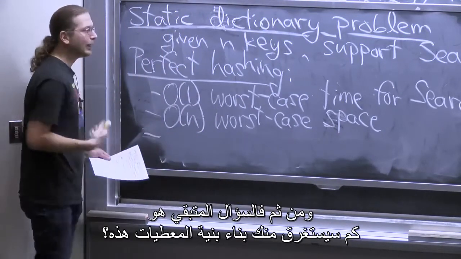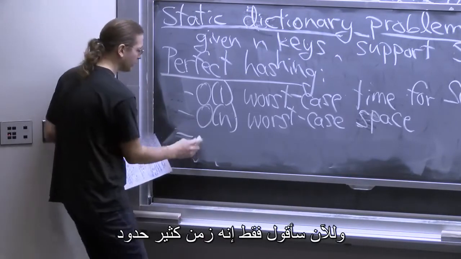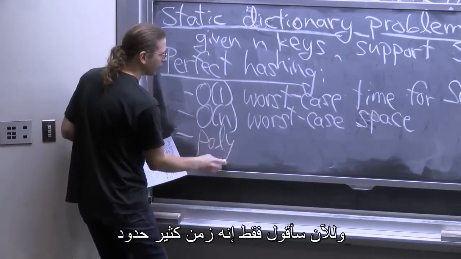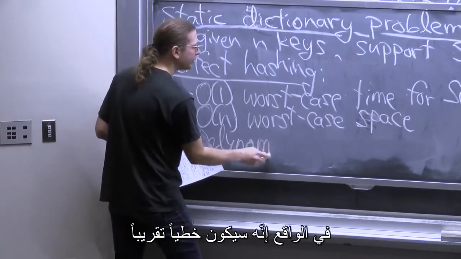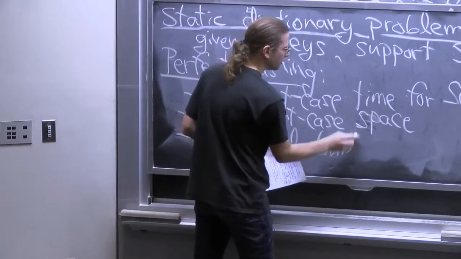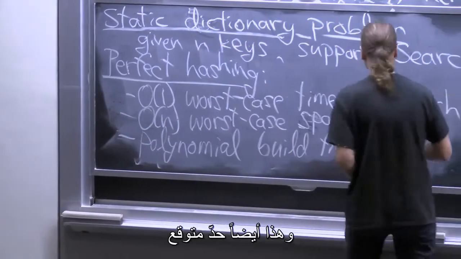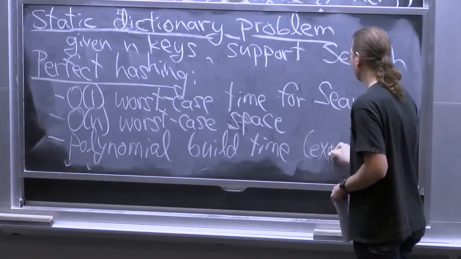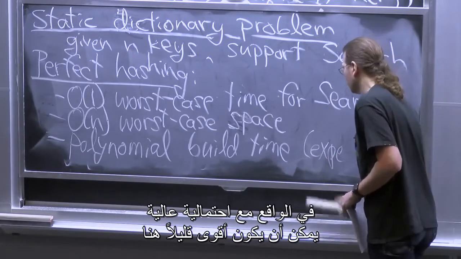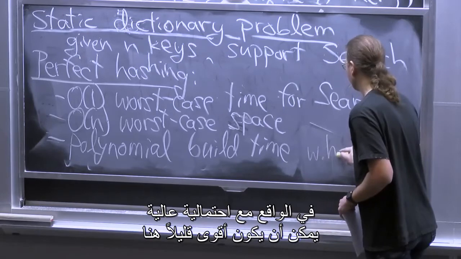And then the remaining question is how long does it take you to build this data structure? For now, I'll just say it's polynomial time. It's actually going to be nearly linear. And this is also an expected bound. Actually, with high probability. It can be a little more strong here.